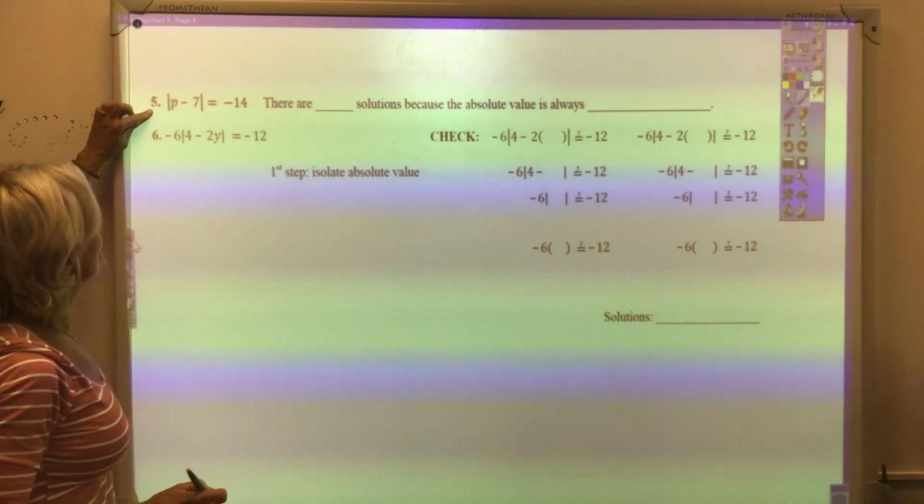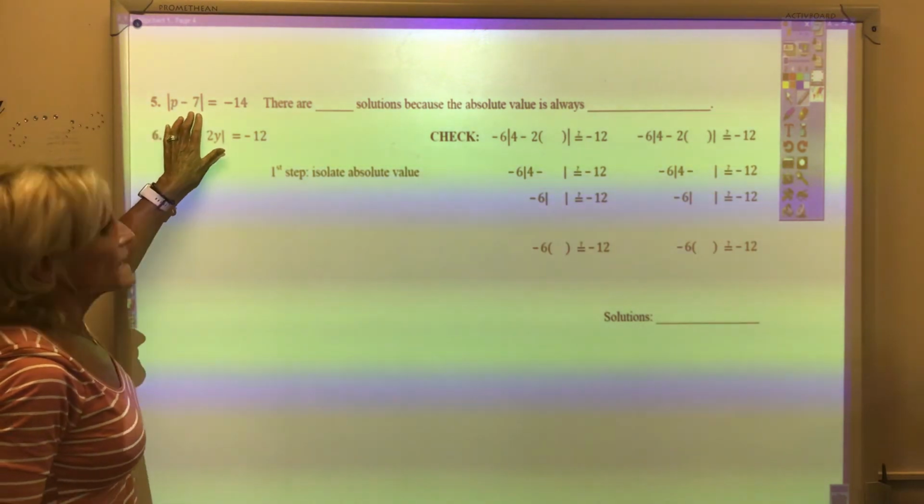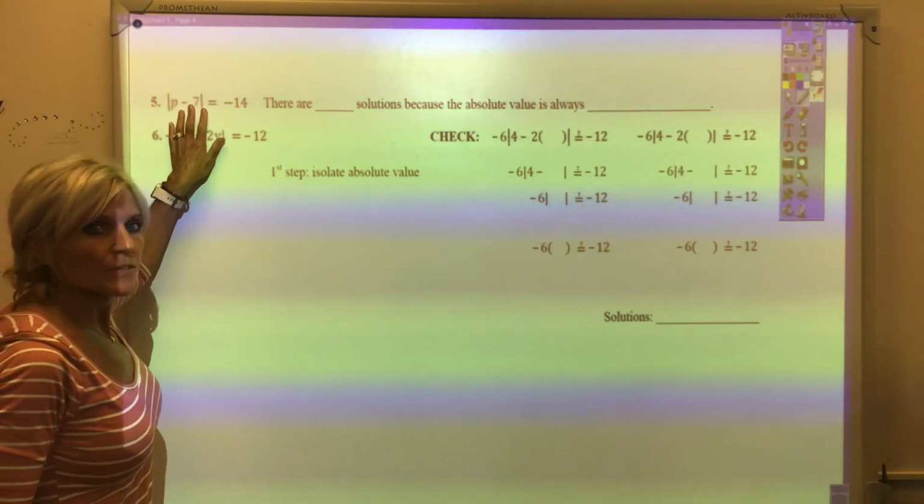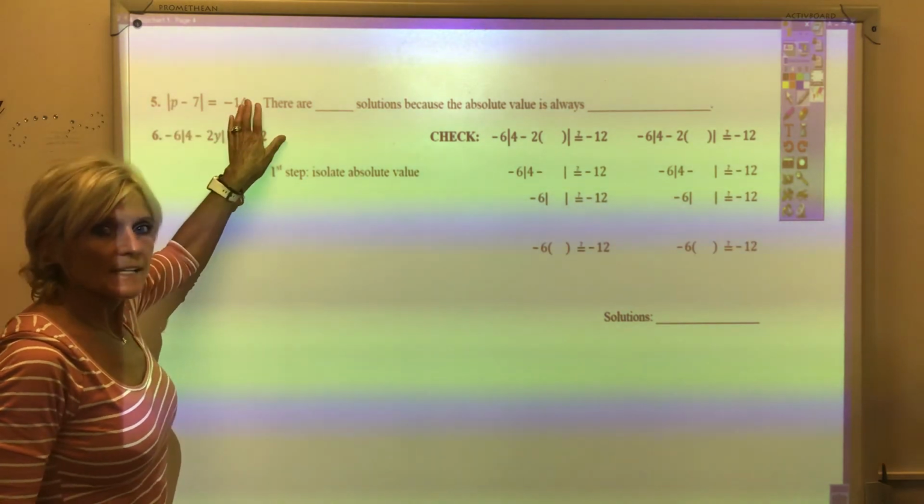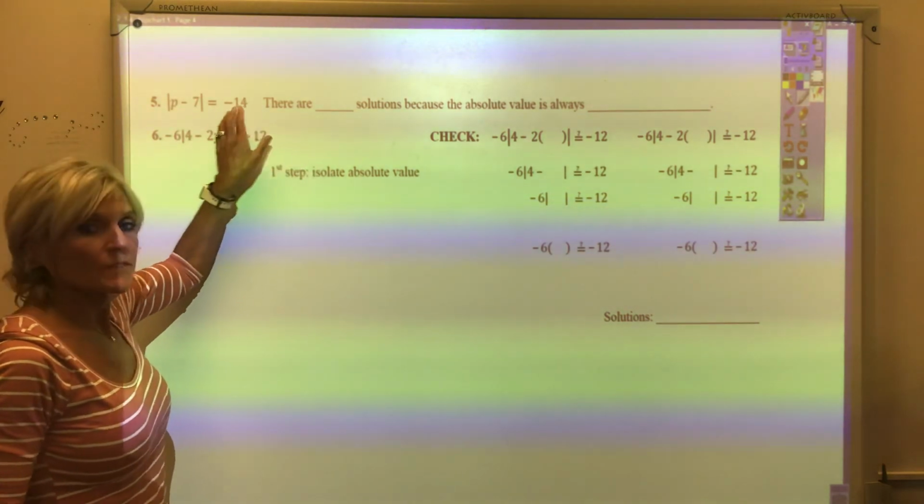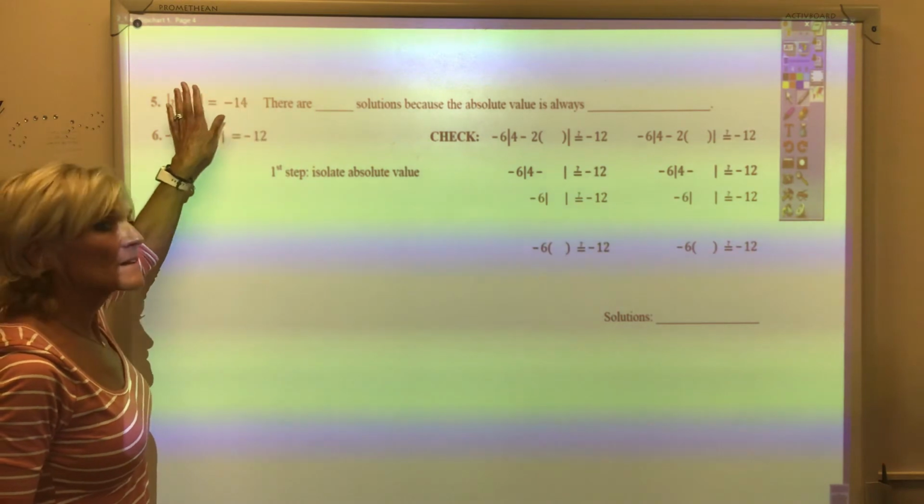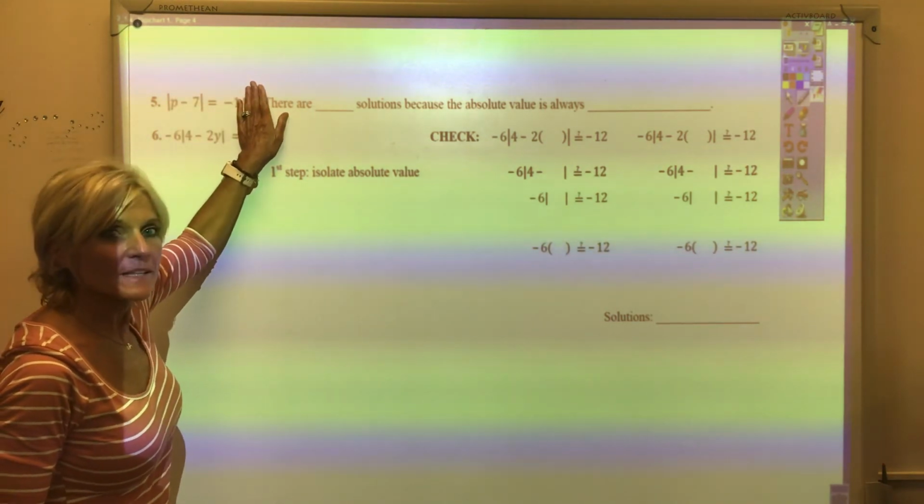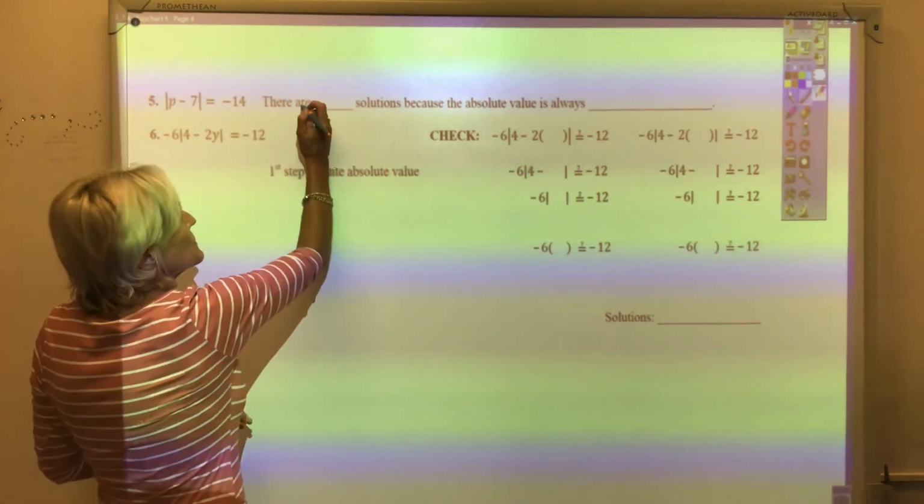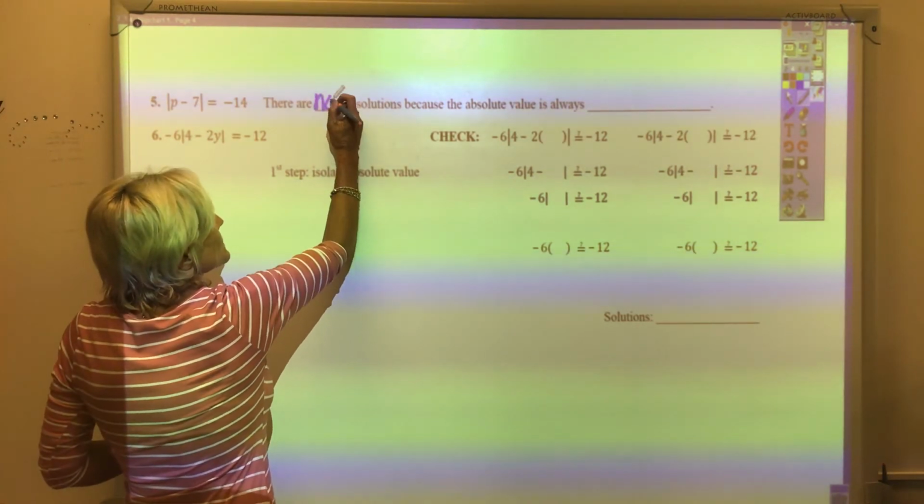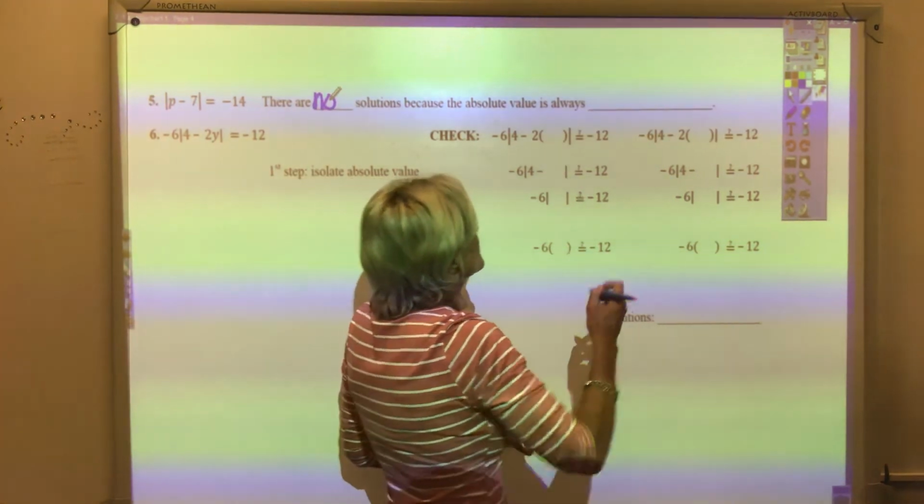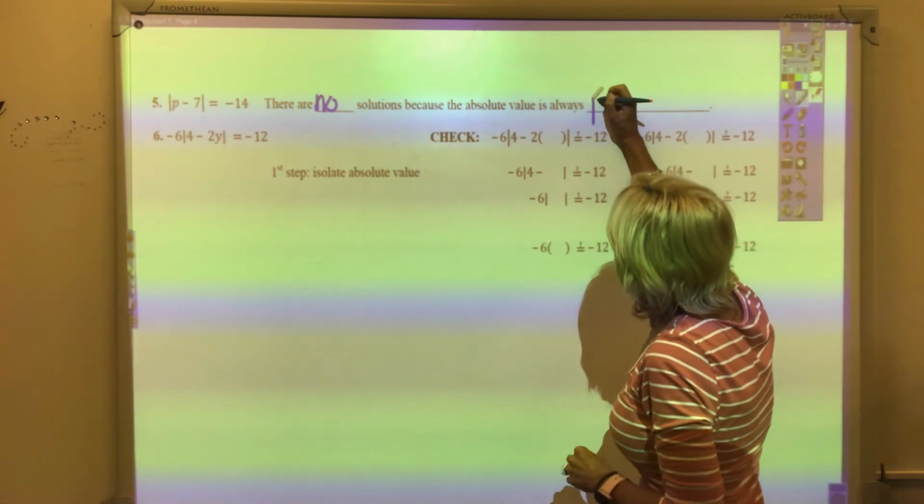For number 5, we can't say that the absolute value is a negative number. So if you have a problem like this, where it says the absolute value equals something negative, there are no solutions because the absolute value is always positive.